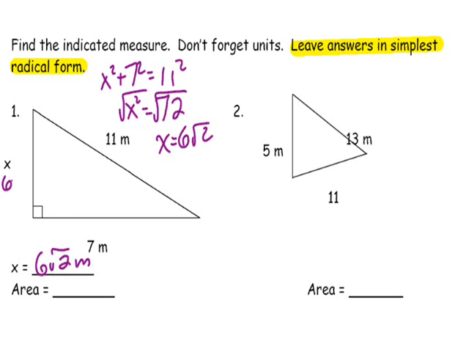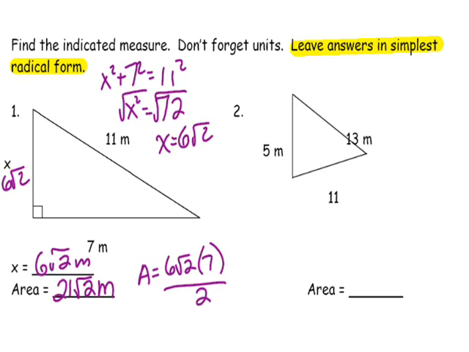Then, since we now know a base and a height, because those are always perpendicular to each other, we just go ahead and solve. So 6 radical 2 times 7 divided by 2. 6 divided by 2 is 3. 3 times 7 is 21, so I get 21 radical 2 meters squared.